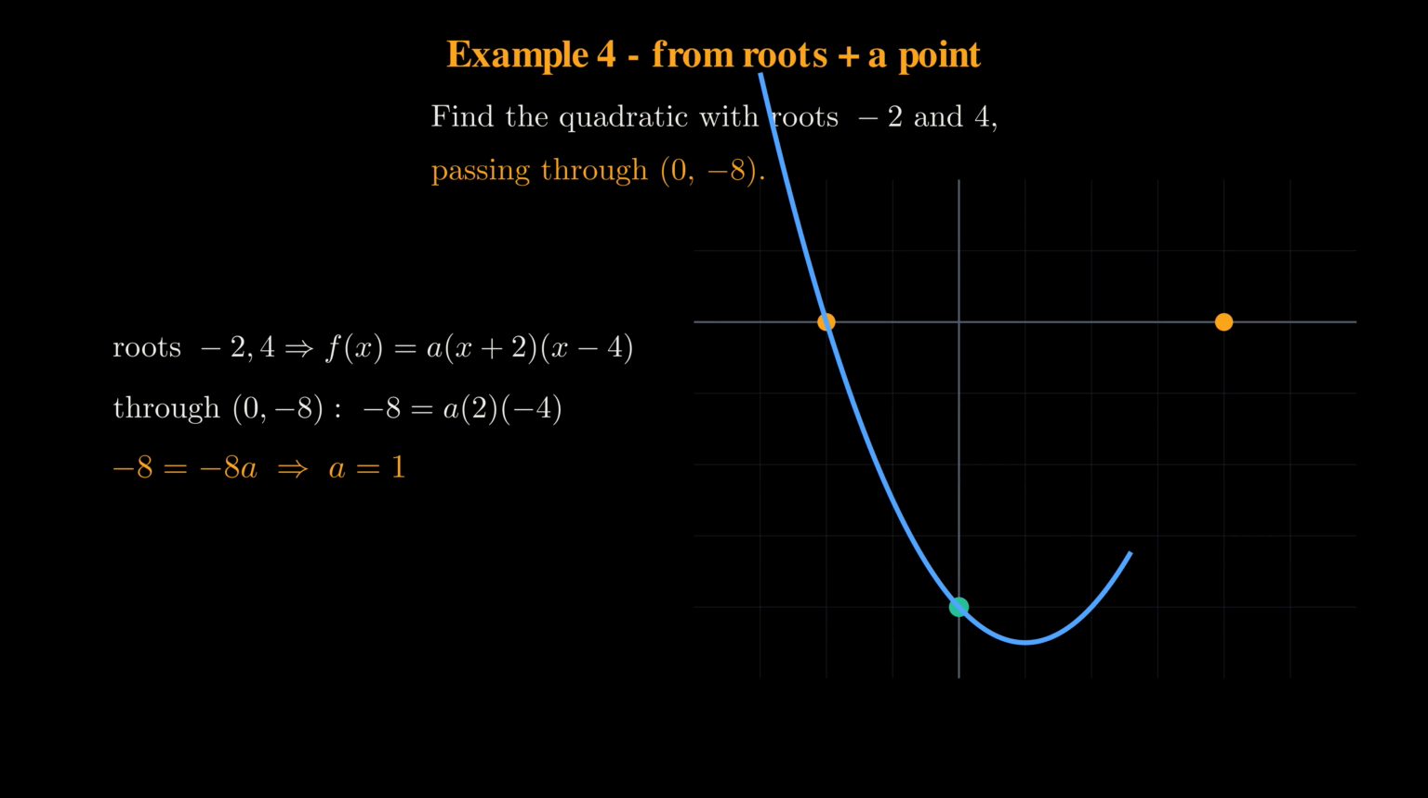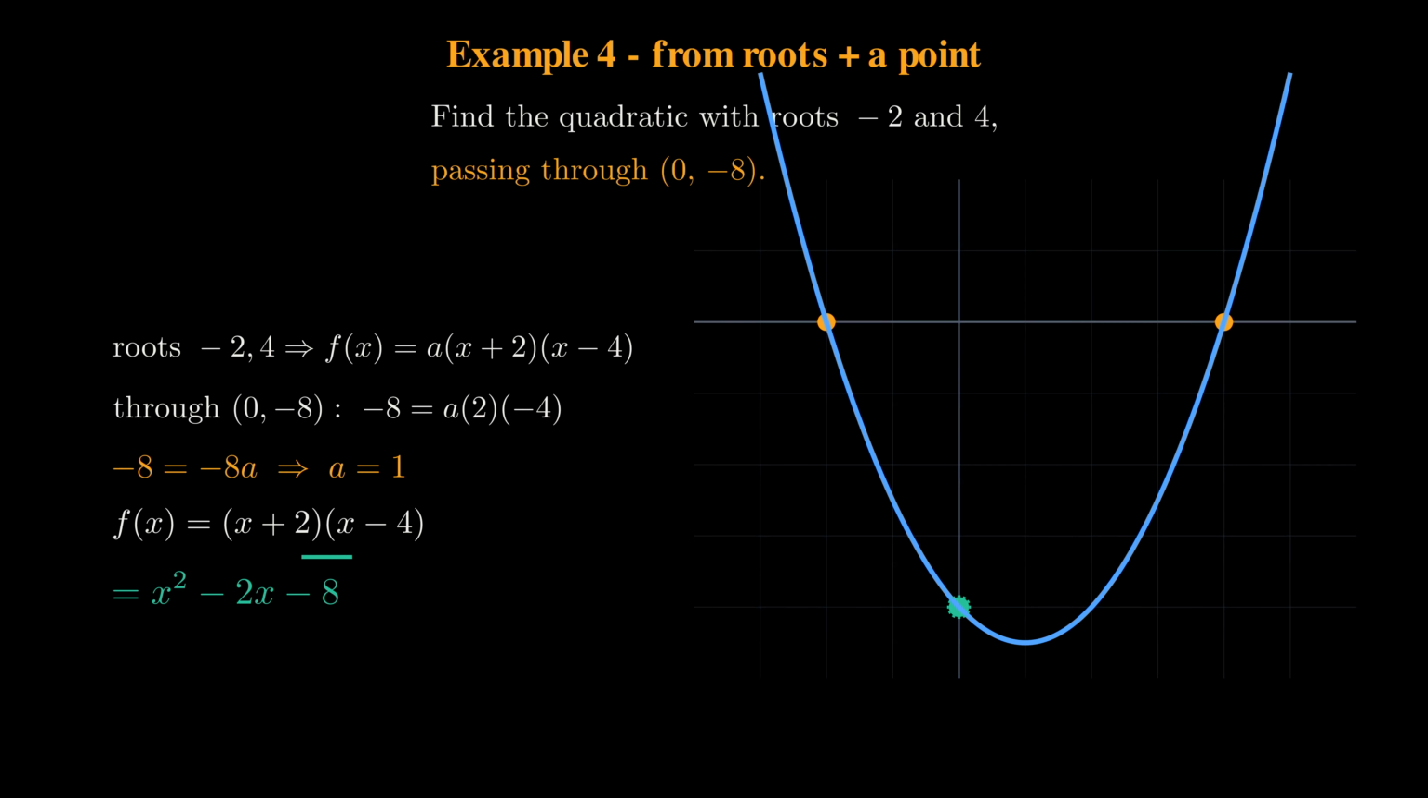Divide. a equals 1. With a equal to 1, f of x is simply (x plus 2) times (x minus 4). Multiply it out for the general form. 2 times minus 4 is minus 8. And the middle term is minus 4x plus 2x, which is minus 2x. So f of x equals x squared minus 2x minus 8. Roots, a point, done. And it threads exactly through (0, minus 8).